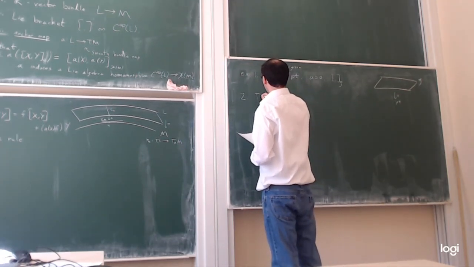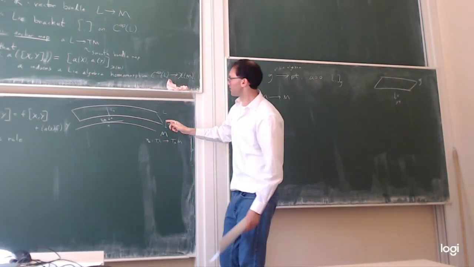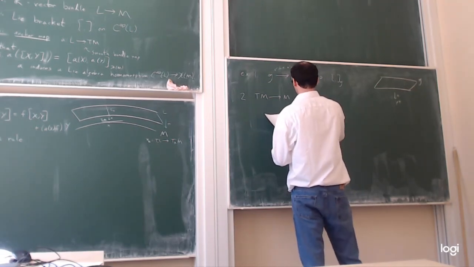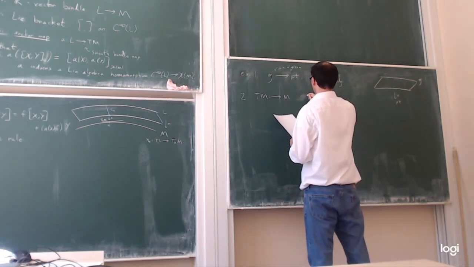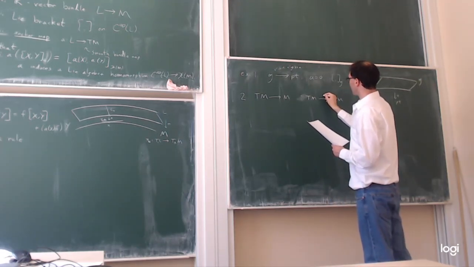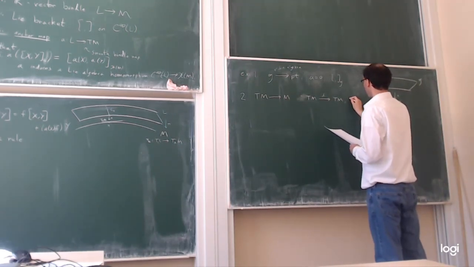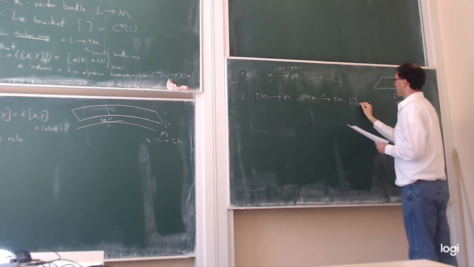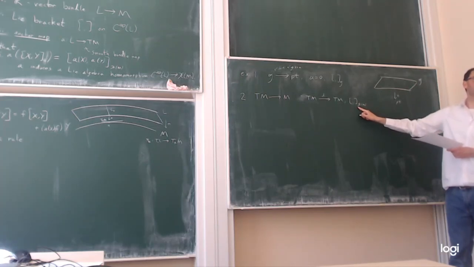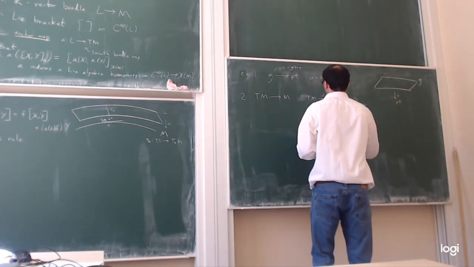Second example is the tangent bundle on M. So that looks like this. So the tangent bundle on M with the anchor map just the identity. And the brackets just the canonical Lie bracket on the space of vector fields. So here is the picture.